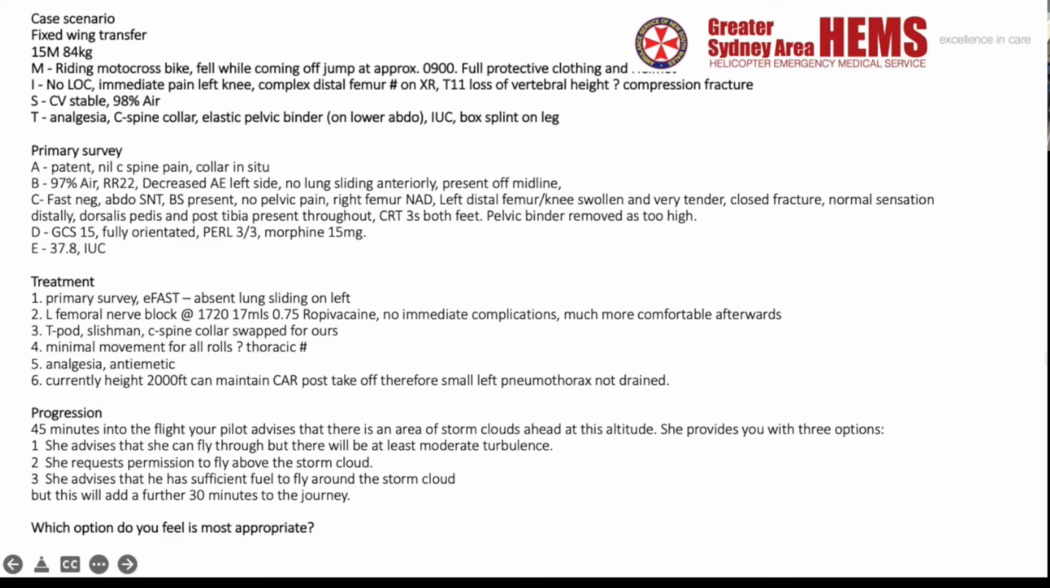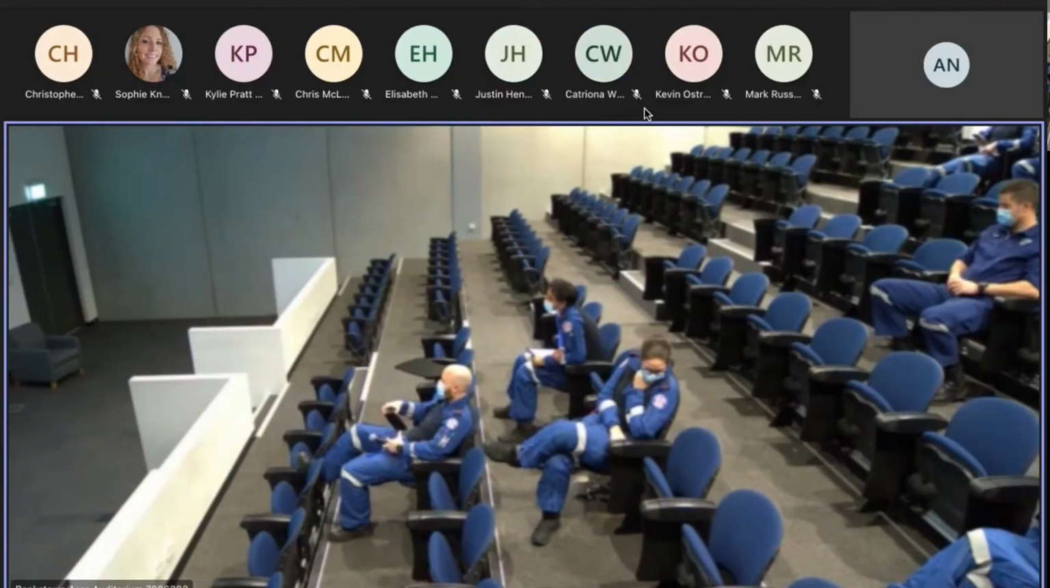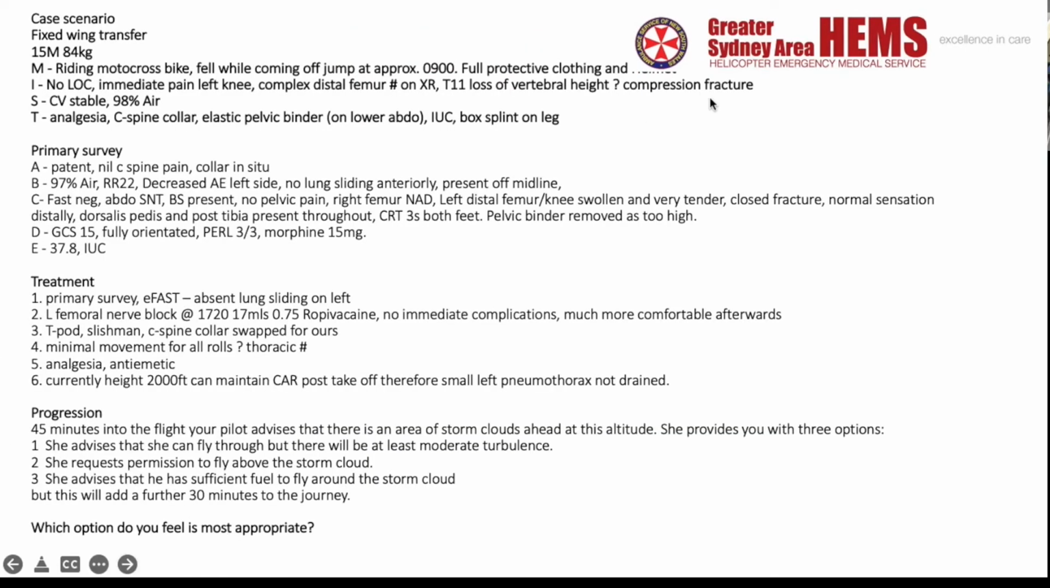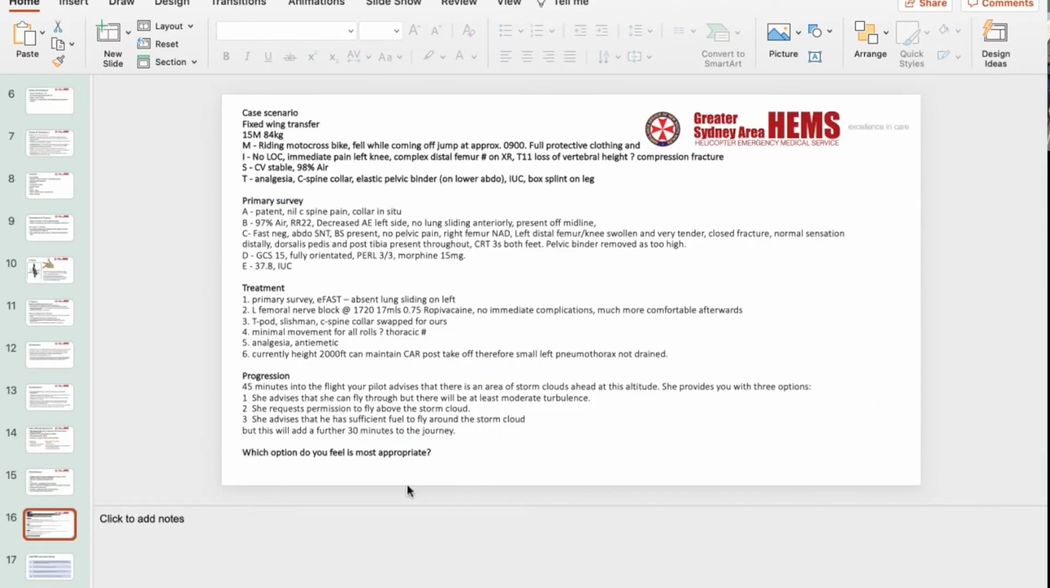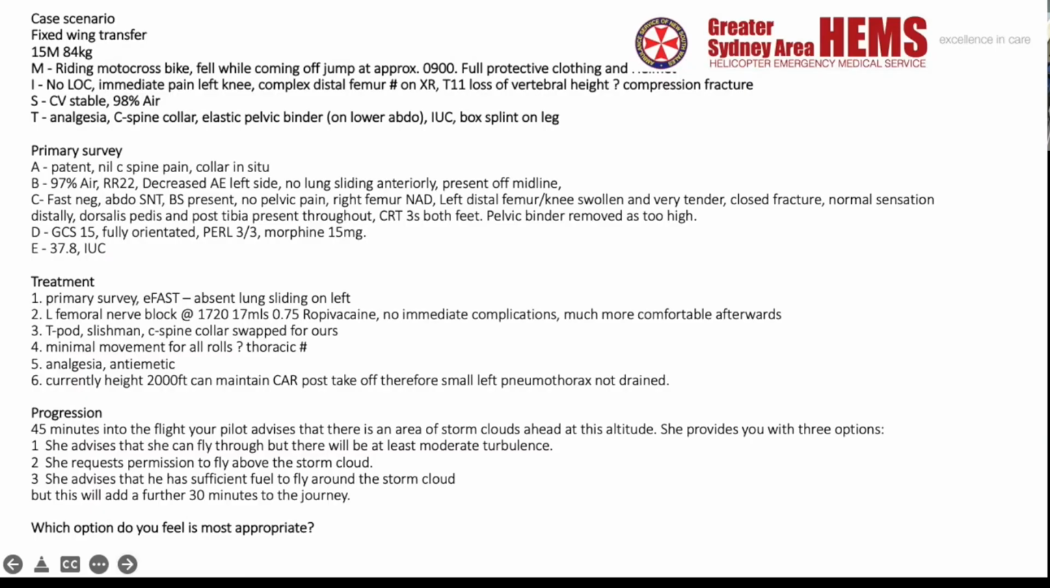So this is a bit of a mixture of a job that I did the other day. This was a young lad who'd come off his motorbike at about half past 9 in the morning, and had been taken to a local ED where they'd done a lot of x-rays, and they'd put on a pelvic binder that honestly looked like a piece of underwear on his abdomen.